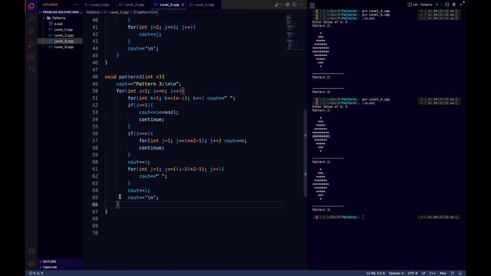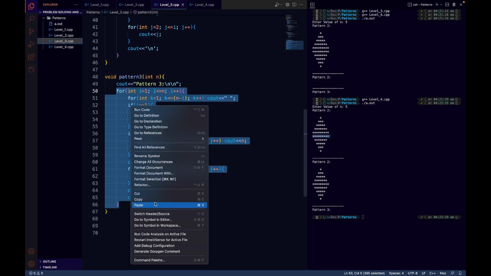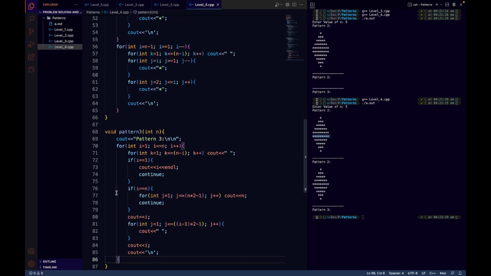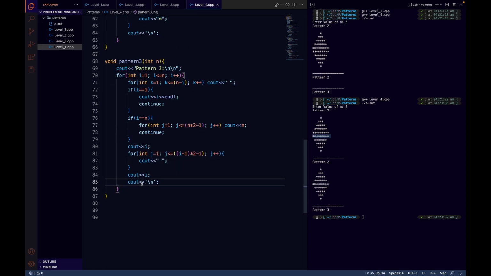So there it is. Let me just copy it, and pattern 3, here it is. Okay, so first what we need to do is get rid of G, and first we really need to get rid of the condition when i equals n.